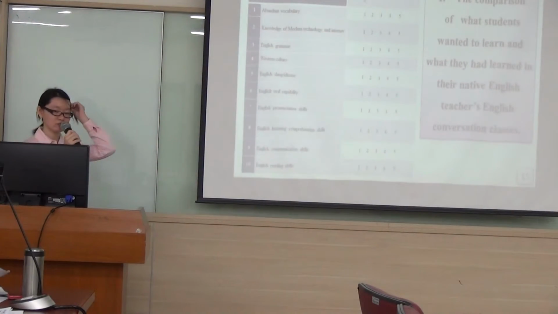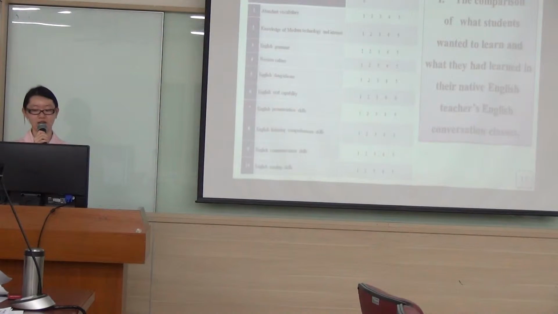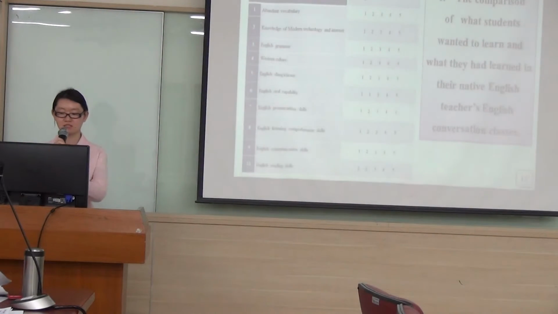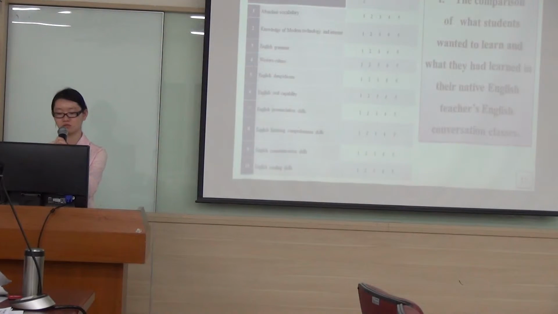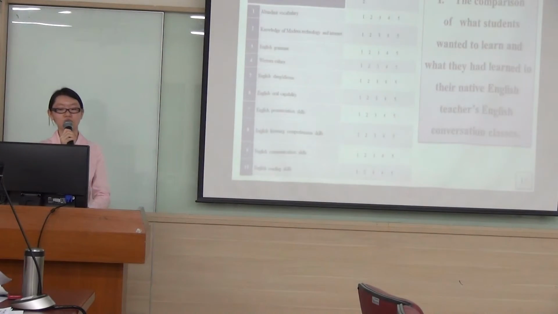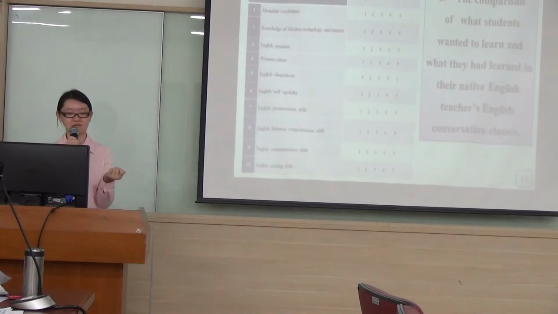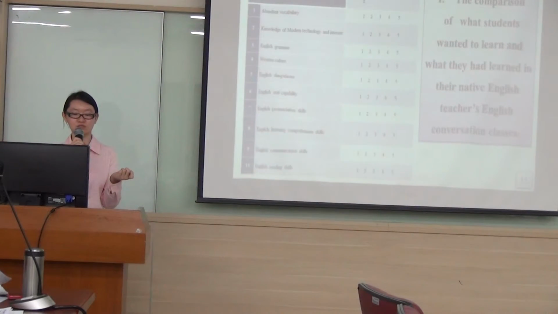And these are the questionnaires. The comparisons of what students wanted to learn and what they had learned in the native English teachers' English conversation classes. So you can see the first is strongly disagree, the second is disagree, the third is no comment, and then agree and strongly agree. In the English conversation class, I want to learn or improve my... So this one is to search the students' skill and knowledge in an English learning field.